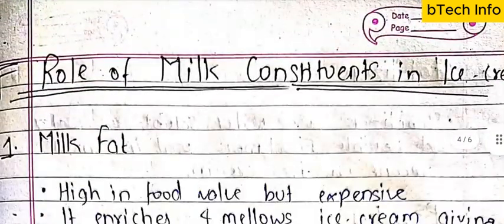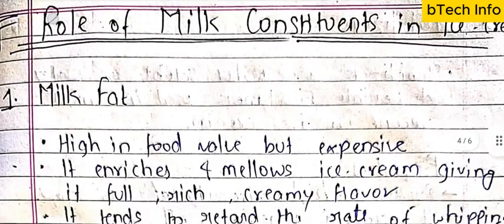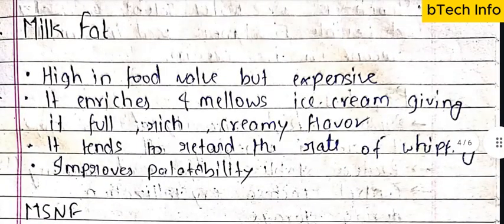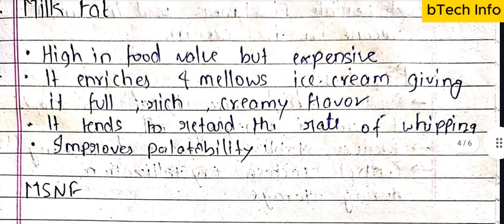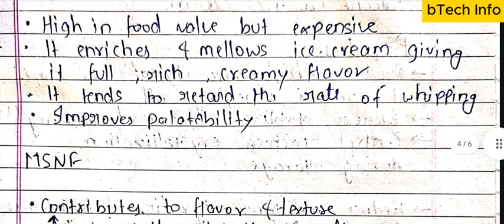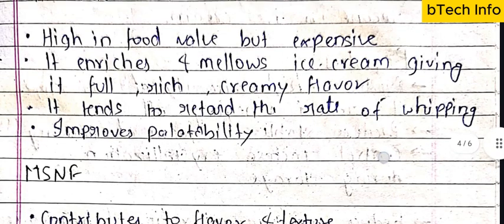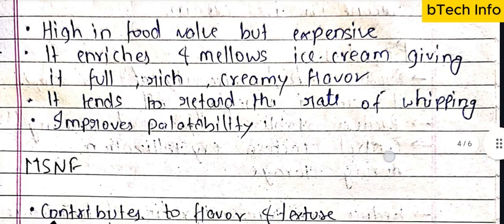Now we see the role of milk constituents in ice cream. Milk fat is high in food value but it is expensive. Also, it enriches and mellows the ice cream, giving it a full, rich and creamy flavor. It tends to retard the rate of whipping, and it also improves the palatability of the ice cream.